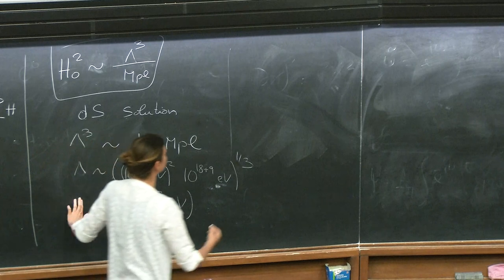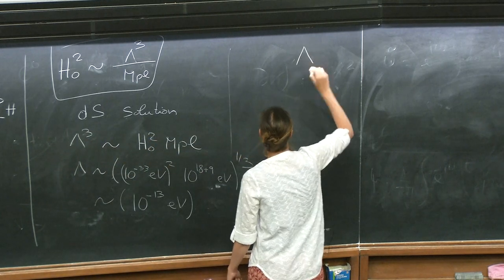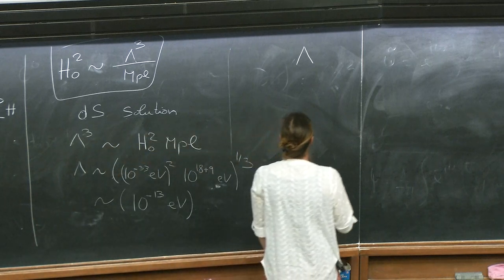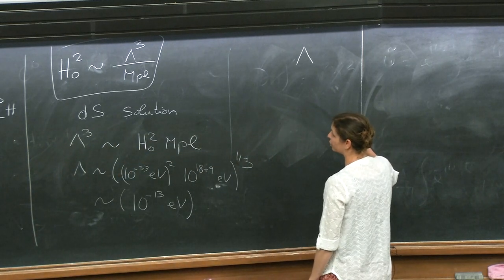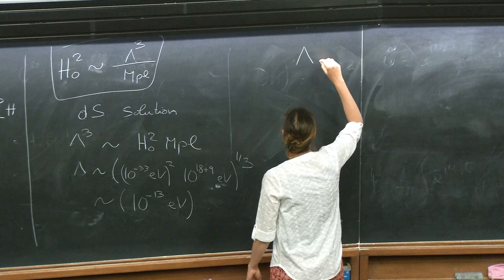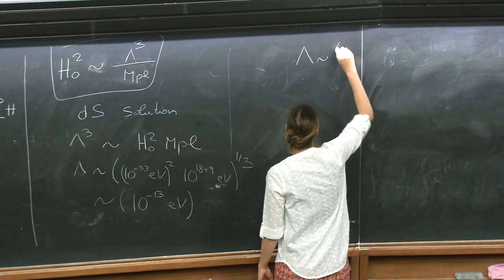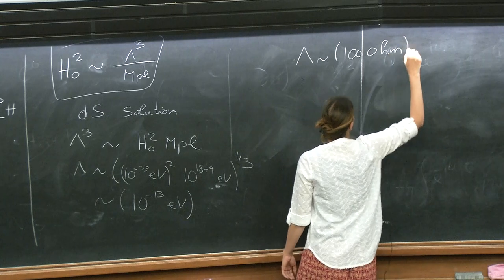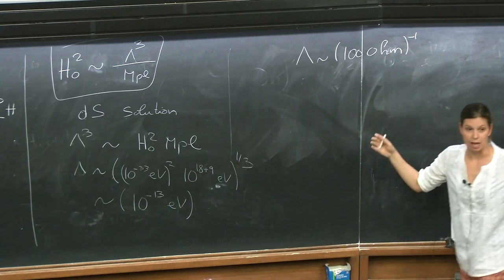Once again, it requires a very small scale for the scale of this interaction operator here. So that means that this operator here becomes important at an extremely low scale. So we're really strongly relying on this operator to play the role of dark energy. And just to give you an idea, in distance scale that corresponds to around 1,000 kilometers.